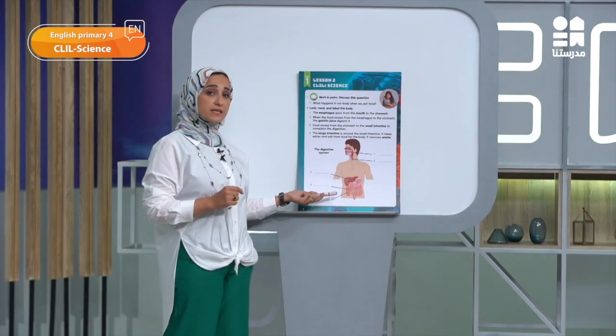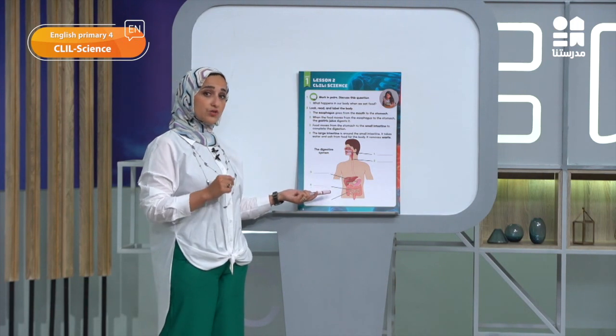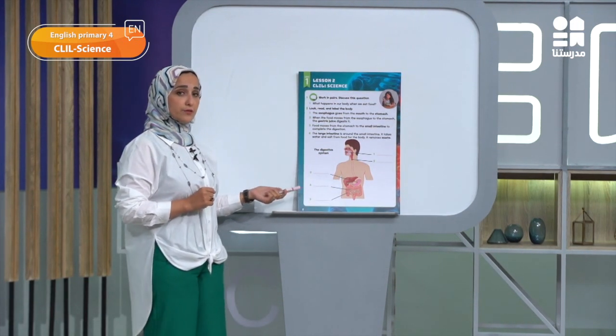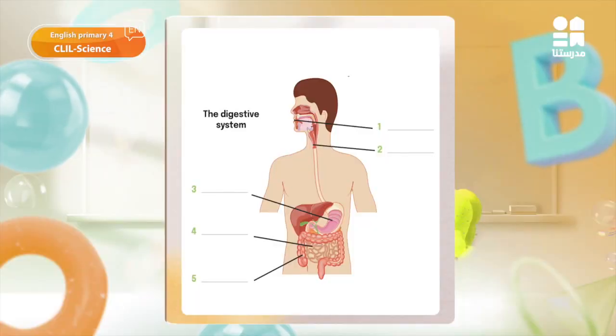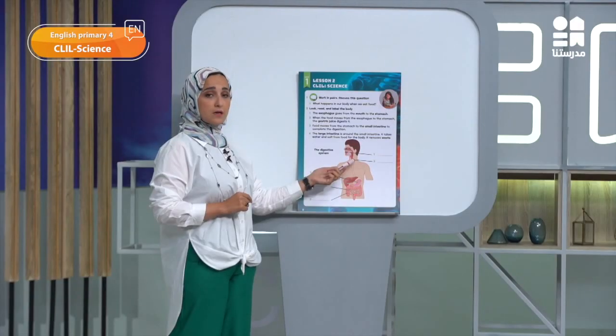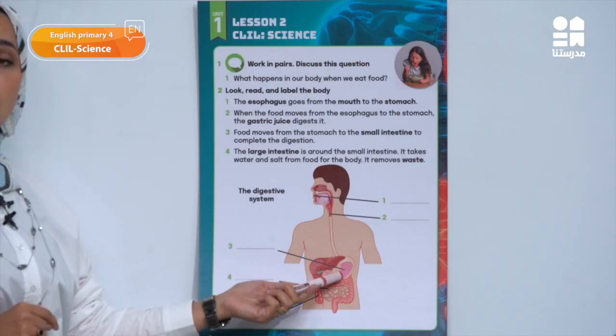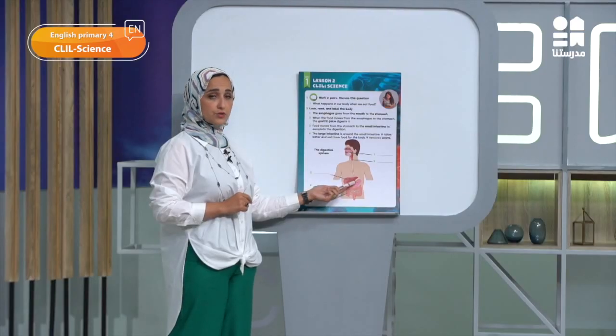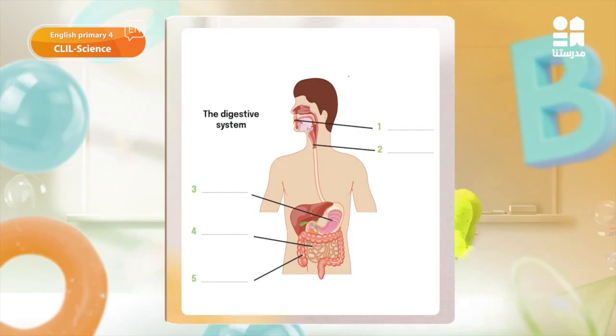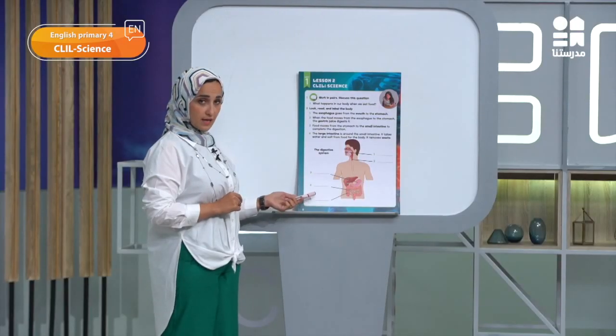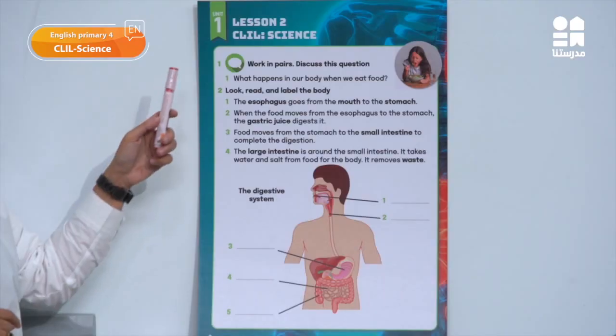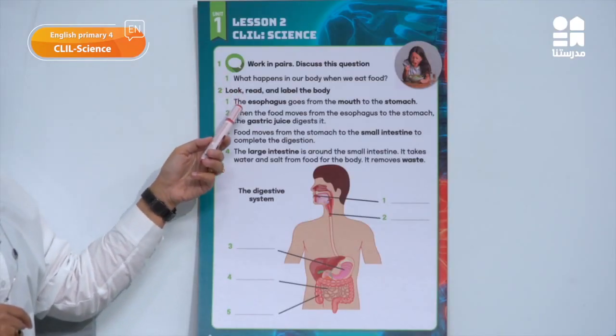Remember, you studied this in your science class, by the way. So let's try to name these organs together. Look and repeat after me. Number 1, mouth. Mouth. Number 2, esophagus. Esophagus. Number 3, stomach. Stomach. Great, you are doing a great job. Number 4, small intestine. Small intestine. And number 5, large intestine. Large intestine.